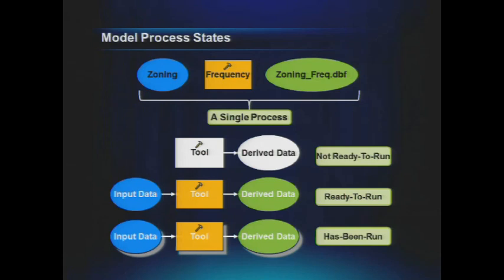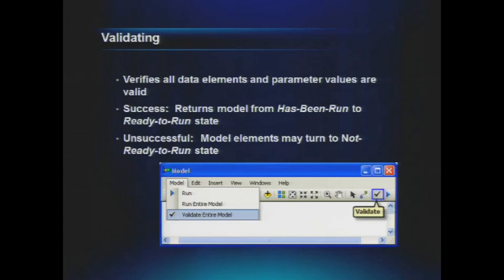And that brings us to validating. If you validate and there's success, it'll return a model from has been run to a ready to run state. If it's unsuccessful, then certain pieces of the model may be white, so they're not ready to run. You need to figure out what the possible problem is. Maybe the geodatabase that you're trying to write to doesn't exist. Lots of different possibilities there.